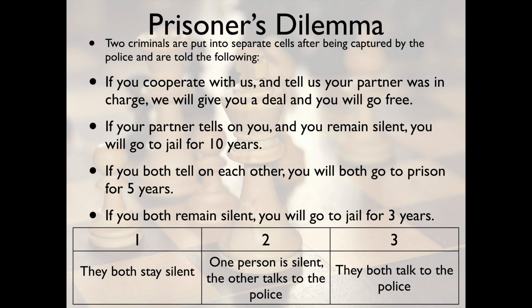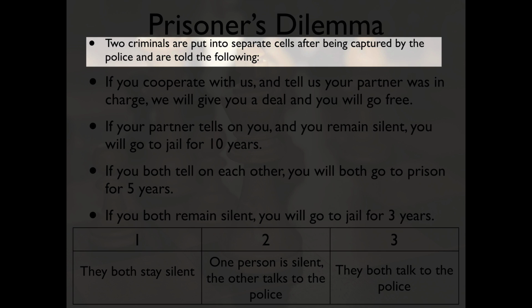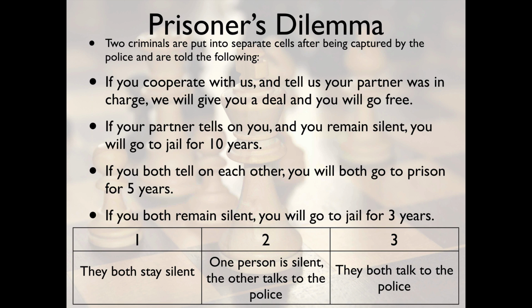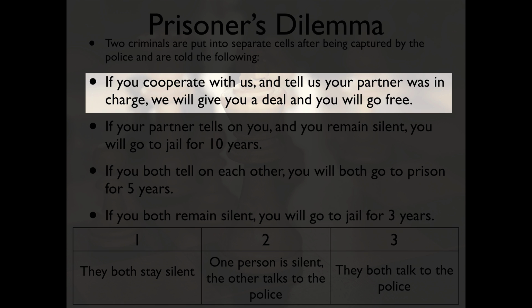So let's imagine 2 people are accused of a crime and the police arrest them. And when they arrest them, they separate them. They put them in separate jail cells or separate interrogation rooms. And the police tell each person separately the same story. Okay? They tell them, if you cooperate with us and tell us that your partner was in charge, he or she was the one who created the criminal activity, we will give you a deal and you will go free.